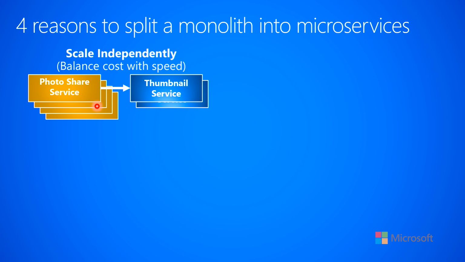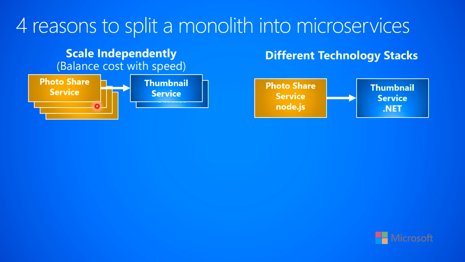But there are other reasons too. The second reason, which I think is the second most important, is that you might want to use different technology stacks. Imagine that for the photo share service, we want to write the code in, let's say, Node.js. And for the thumbnail service, we want to write the code in .NET or maybe Java. Well, in order to use these 2 different technology stacks, we really need to separate this out into 2 different processes. And then the 2 different processes would run on different machines, and we would talk to each other through a network connection, as shown by this arrow over here.